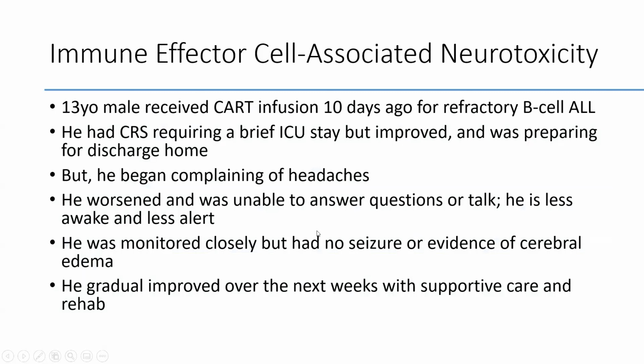So next, sir. Immune effector cell associated neurotoxicity. Here also I put an example so we can understand it briefly.